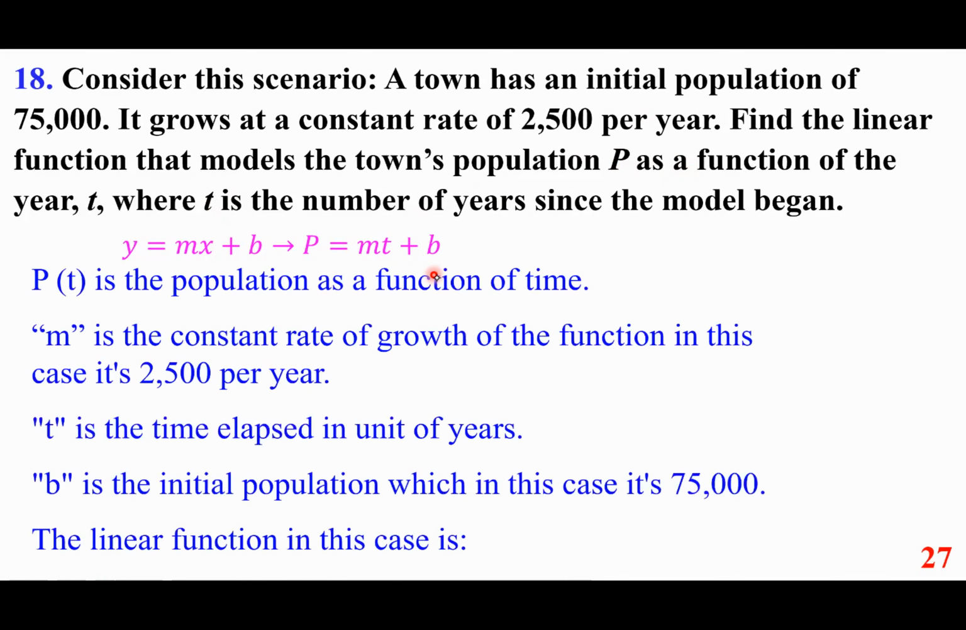But the explanation is that P of t is the population as a function of time. M is the constant rate of growth of a function, in this case 2,500 per year. T is the time elapsed in units of years. B is the initial population, which in this case is 75,000. The linear function in this case is P of t equals 2,500 t plus 75,000. So 75,000 is the initial value, the value that represents the population in the beginning.